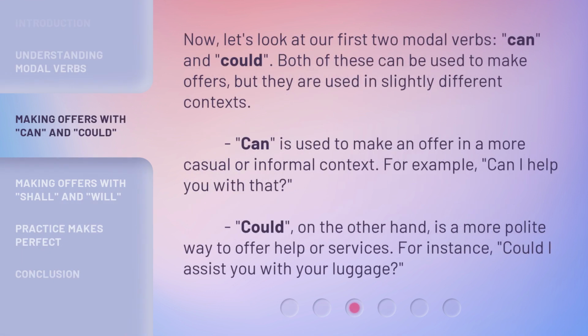Now, let's look at our first 2 modal verbs, can and could. Both of these can be used to make offers, but they are used in slightly different contexts. Can is used to make an offer in a more casual or informal context. For example, can I help you with that? Could, on the other hand, is a more polite way to offer help or services. For instance, could I assist you with your luggage?